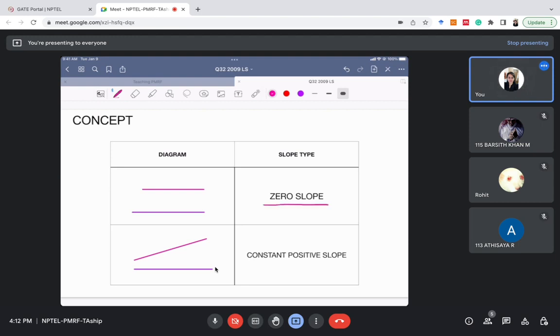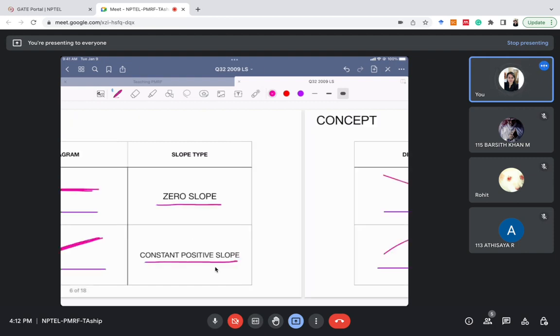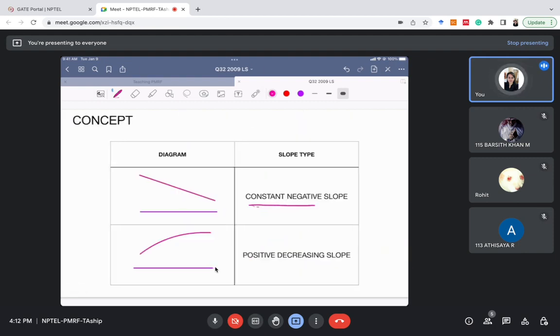Zero slope, this is how we denote a zero slope, right? This is a zero slope. What is a constant positive slope? This is a constant positive slope. I hope it is clear, right? You know a slope. This is constant positive slope. Constant negative slope is something like this. This is constant, and in negative direction it is decreasing. So constant negative slope.